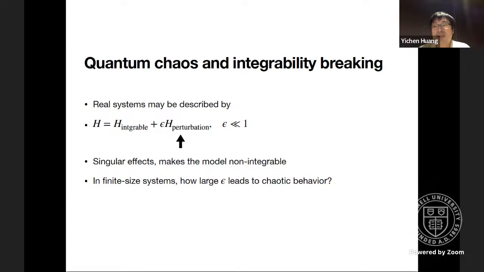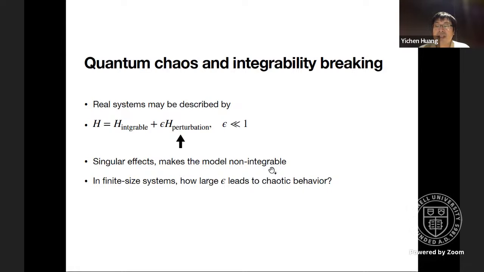But when we try to realize integrable systems in real systems, we always have some, maybe small, perturbations. This is because experimentally we cannot realize something to infinite precision. So we have these perturbations, and this perturbation just breaks the integrability of your model. And this perturbation might have some singular effects, because it makes the model non-integrable.